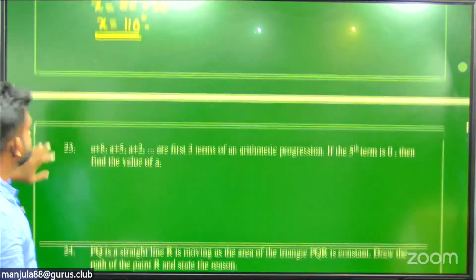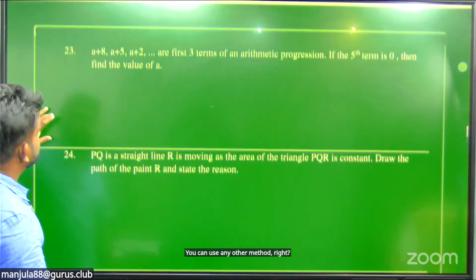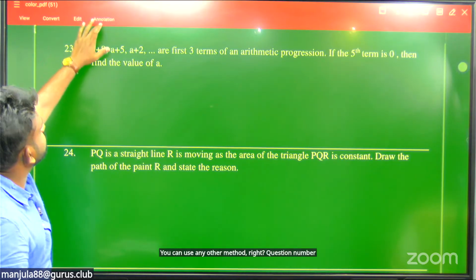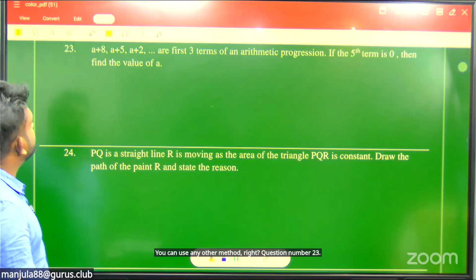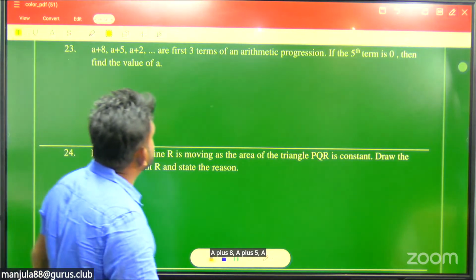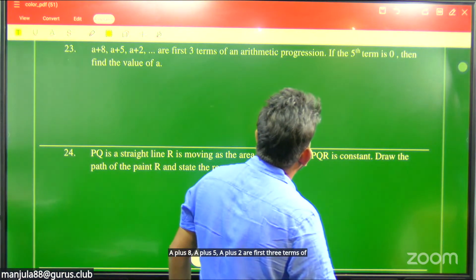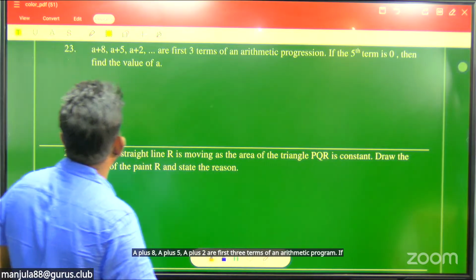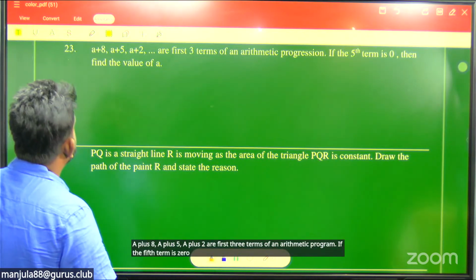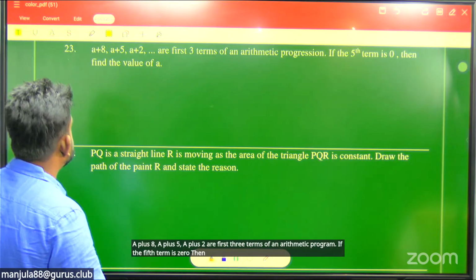You can use any other method. Question number 23: a plus 8, a plus 5, a plus 2 are the first three terms of an arithmetic progression. If the fifth term is 0, then find the value of a.